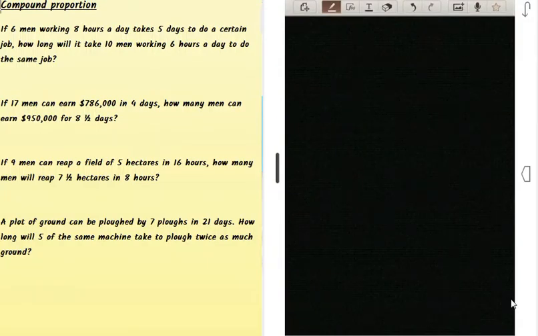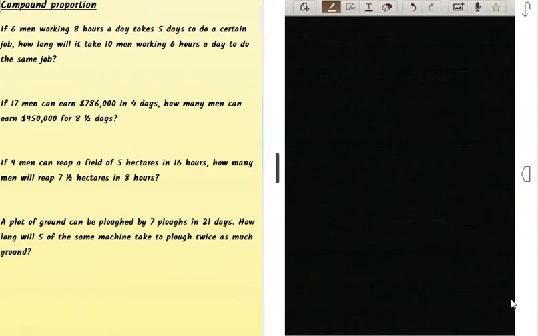Hello guys, in this video I'm going to show you how to solve equations in compound proportion with ease. Question number 1. If 6 men working 8 hours a day take 5 days to do a certain job, how long will it take 10 men working 6 hours a day to do the same job?